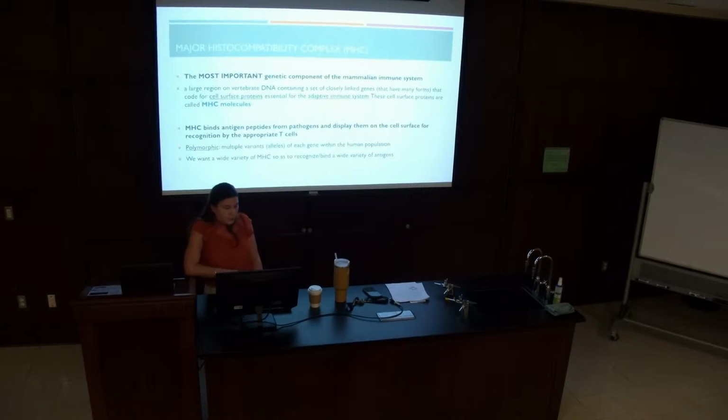Okay. So I mentioned MHC, the major histocompatibility complex. This is the most important genetic component of the mammalian immune system. It's basically a large region on the DNA that contains a set of closely linked genes that have many different forms. Those genes code for cell surface proteins that are essential for the adaptive immune system. So basically, the MHC are these genes within our genome that encode for proteins on the cell surface. These cell surface proteins we call MHC molecules.